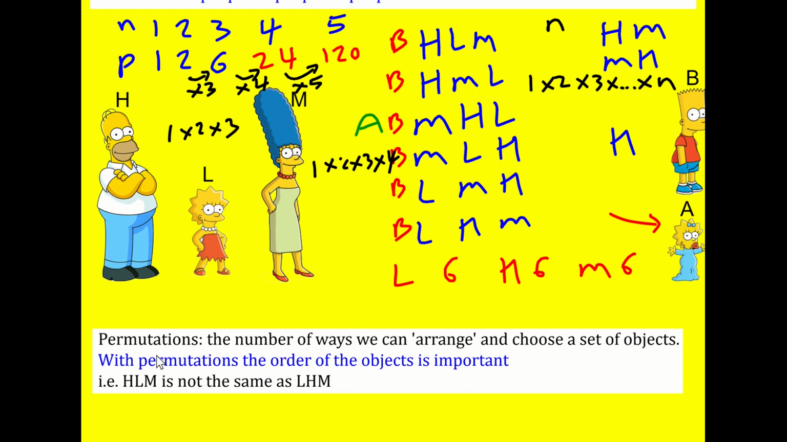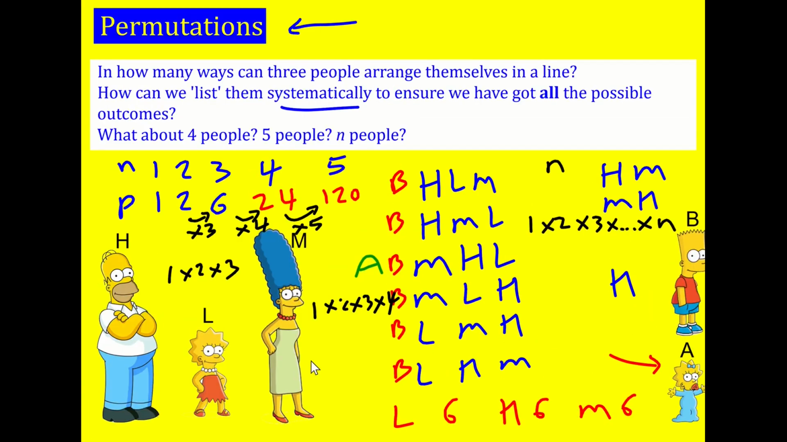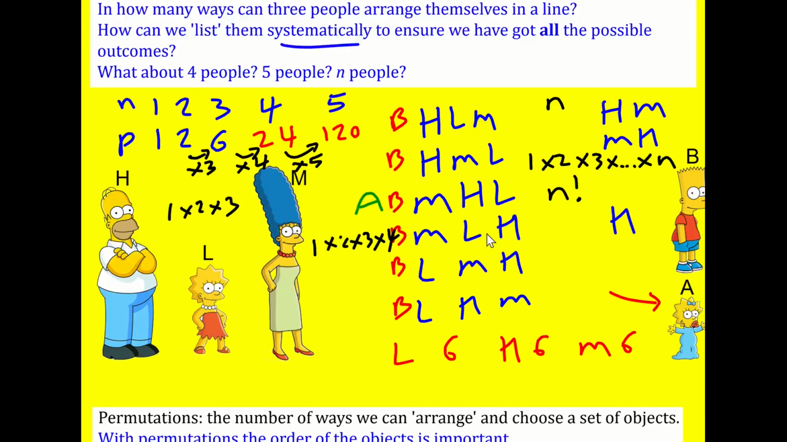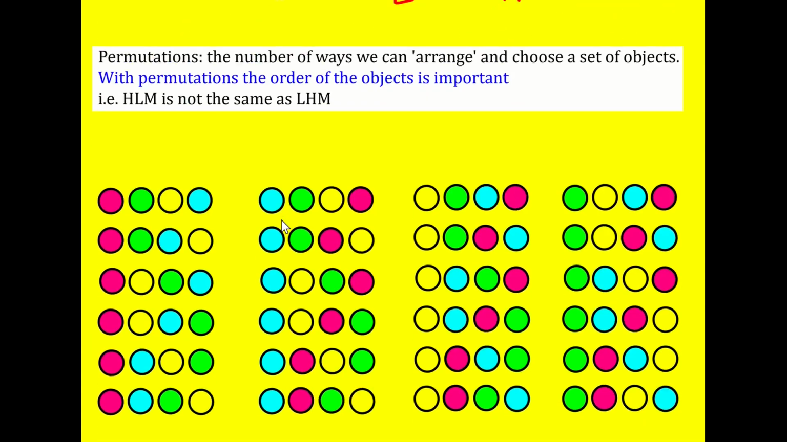So just to say again, with permutations, the order is important. HLM is not the same as LHM. And the answer for n permutations is actually this thing here, which we call n factorial. We give it n with a little exclamation mark and we call it n factorial.